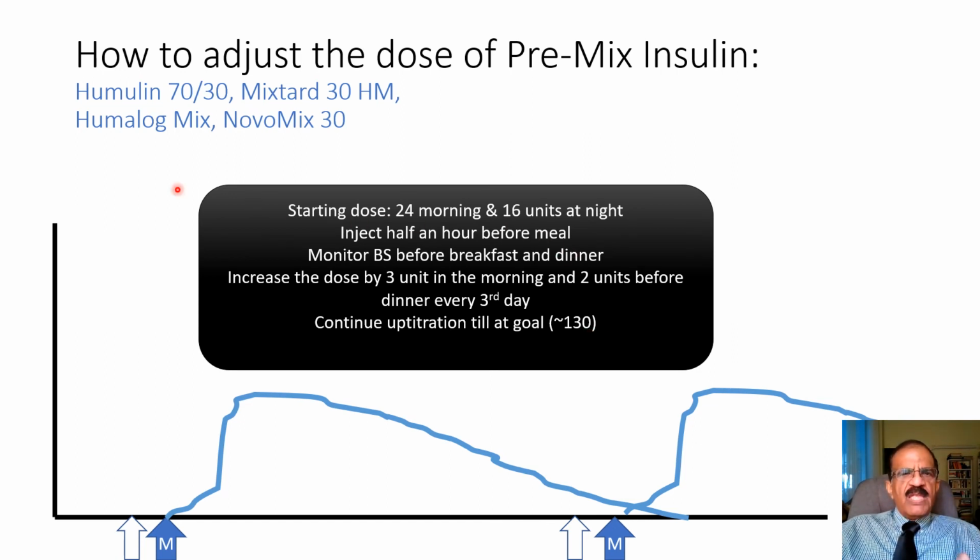But the problem with this premix insulin is that your intention is to increase the long acting component, but the short acting will also be increased. So I think the best glycemic control is not actually possible with this combination. It is convenient.